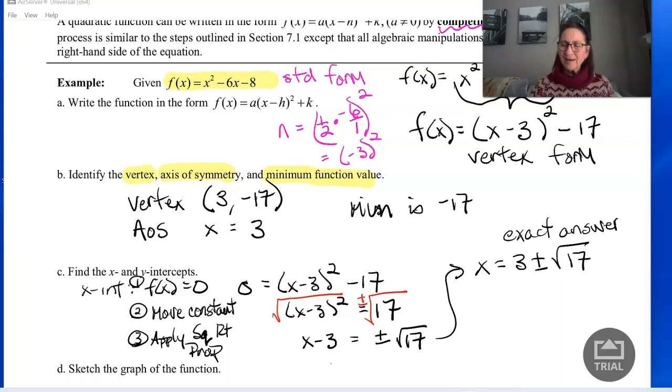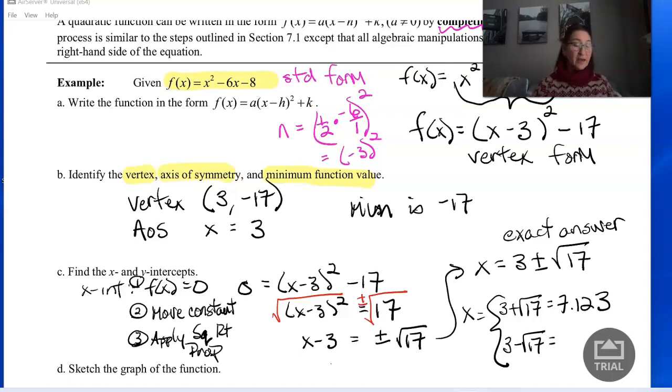Well, that's not super helpful for graphing. That would be really hard to graph. I actually need something that's in a decimal format, so I'm going to have to put that into my calculator. So I get x is equal to, and my first number is going to be 3 plus the square root of 17, and that is going to give me 7.123. Then I do 3 minus the square root of 17, and that is going to give me negative 1.123.